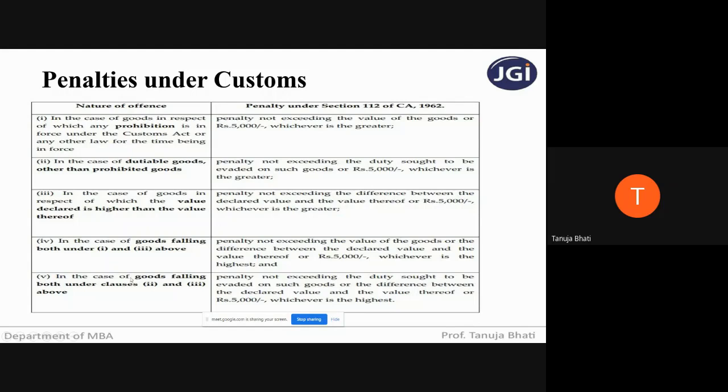Now, second, in case of goods falling both under 2 and 3 above. So 2 and 3 is that they are trying to evade the tax on the dutiable goods and they're declaring a value which is higher than the value thereof, then the penalty not exceeding the duty sought to be evaded on such goods or the difference between the declared value and the value thereof, or rupees 5,000, whichever is highest.